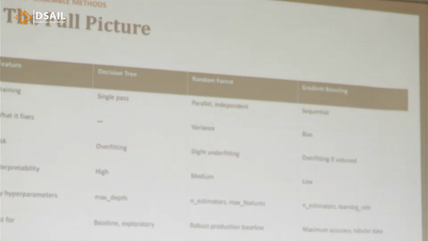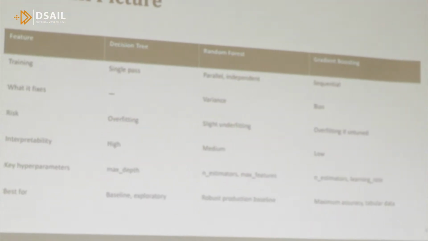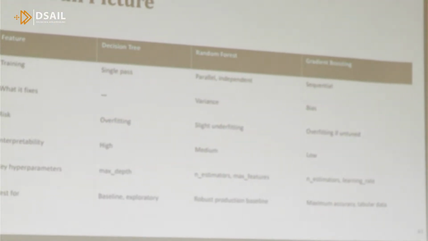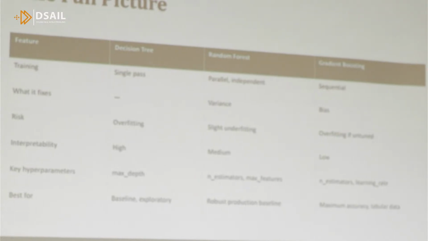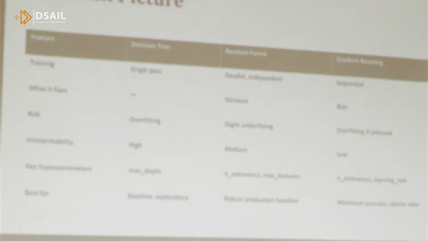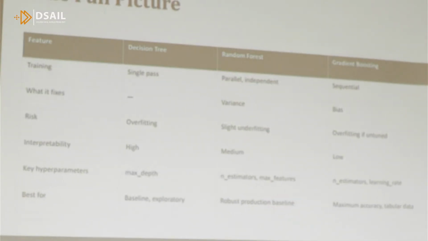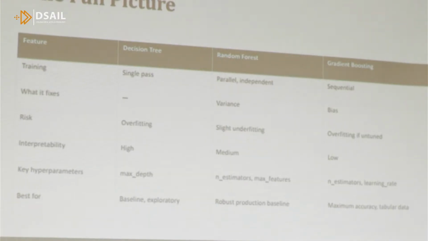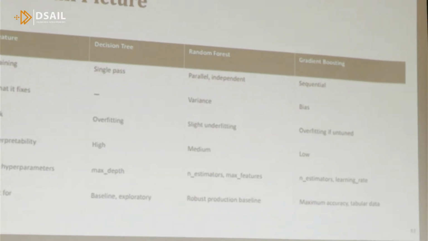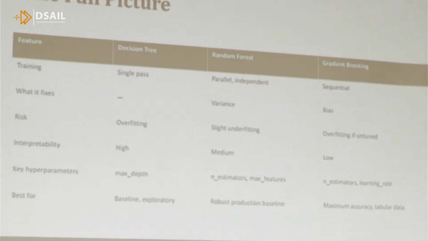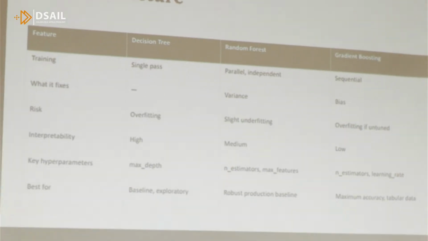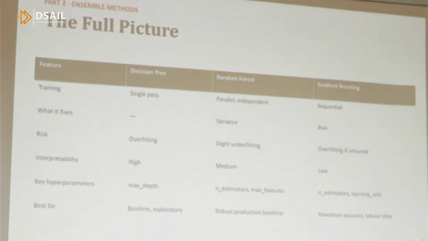An individual decision tree can have its own weaknesses. Random forests fix variance, gradient boosting fixes bias. The risk for which is overfitting. Random forest is a bit stable, so it can slightly underfit, but it's quite stable because of the wisdom of the crowds, as they call it. And then there's overfitting for gradient boosting if it is not well tuned.